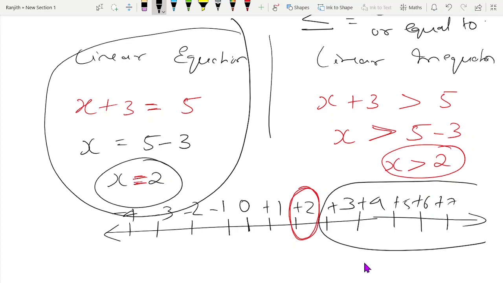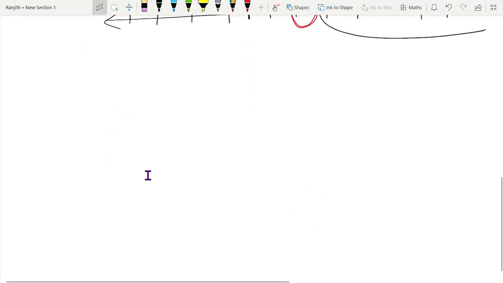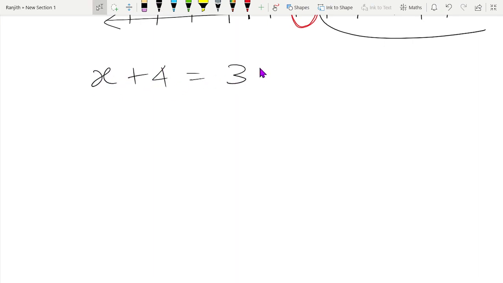Understood? X is greater than 2. Fine. The calculation is almost the same for both. I will give you an equation: x plus 4 is greater than 3. Find the value of x. Is equal to 1. Wrong. There is no is equal to symbol here.